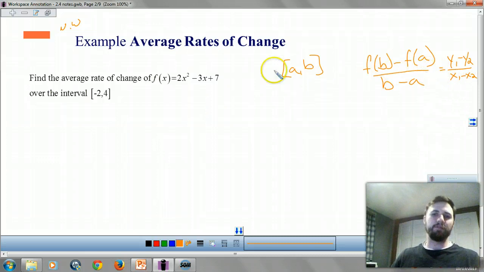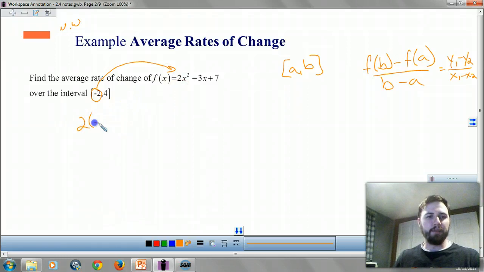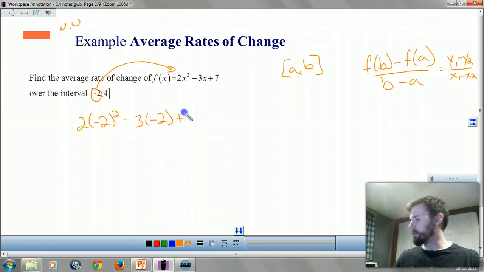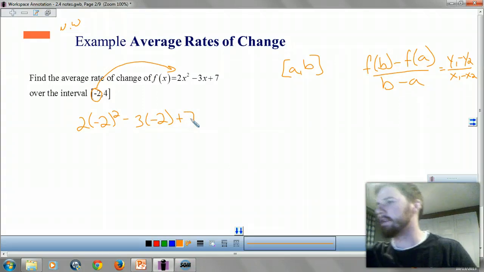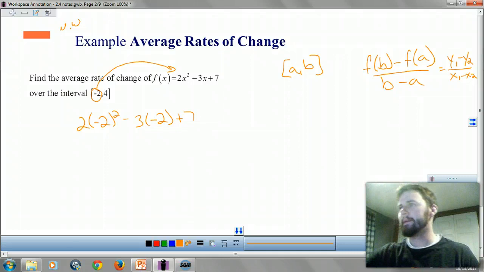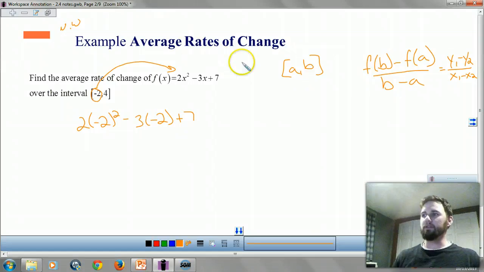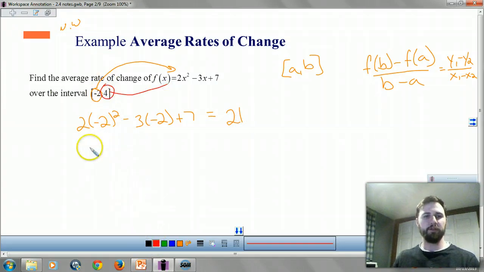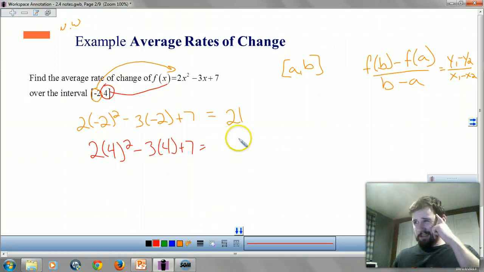So first thing I have to do is plug negative 2 into this equation. When you do that, you get 2 times negative 2 squared minus 3 times negative 2 plus 7, which I already did in my notebook here, and according to my calculations, which are probably wrong, it's 21. And then we plug our 4 into this beast, and we do 2 times 4 squared minus 3 times 4 plus 7, which is 27.